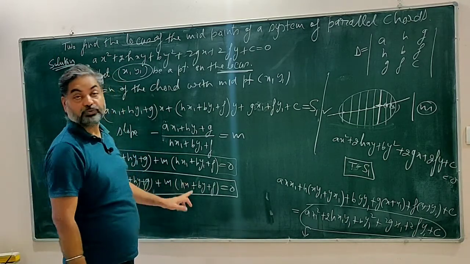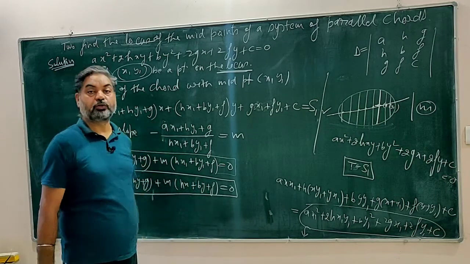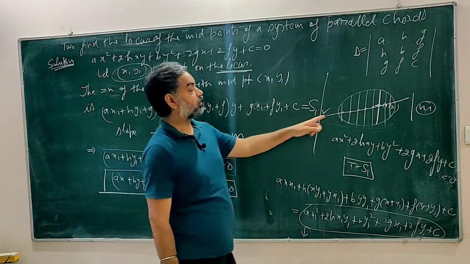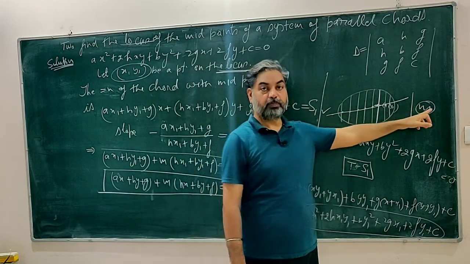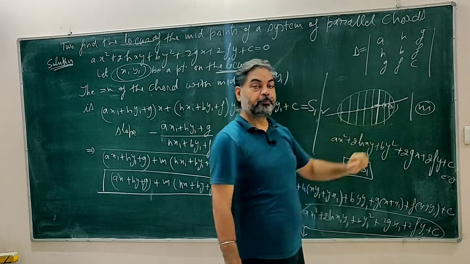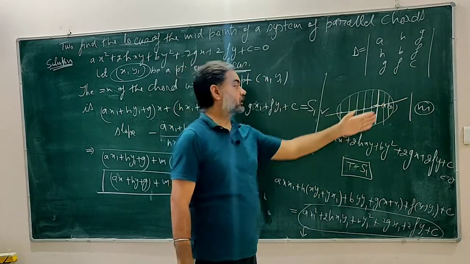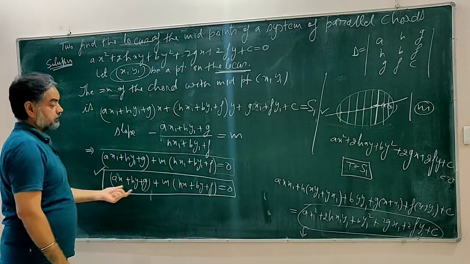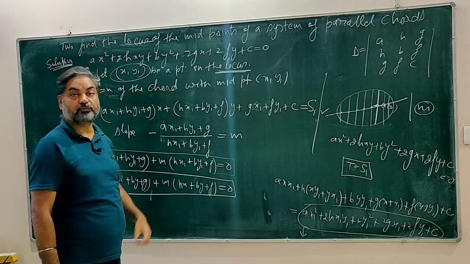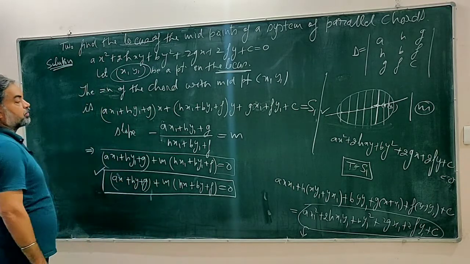So this is the equation of a straight line, and this is the equation of the locus of the midpoints of parallel chords. So if you have a system of parallel chords, all chords parallel to the line whose slope is m, then if you join the midpoints of all these parallel chords, the midpoints would lie on this line. This is the equation of a straight line. Alright, so we have got the equation of the locus.